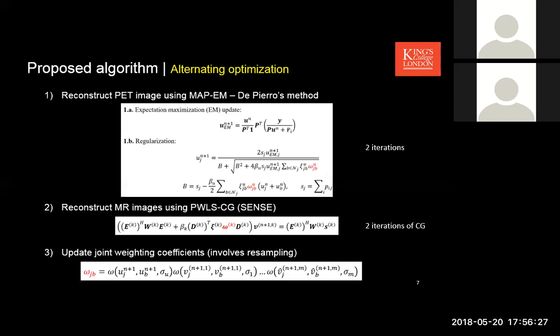So once you've got an update of PET, update of MR, we can then derive the weighting coefficients for the priors for each and every image by taking the product of all the weights for all the images sampled into the contrast or the modality that we're seeking to find the weights for. Clear?